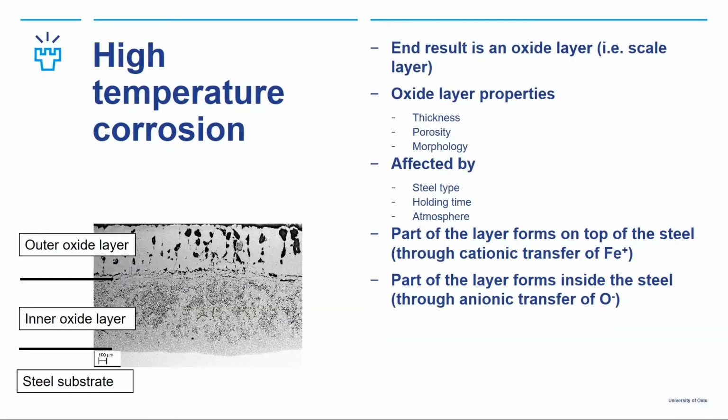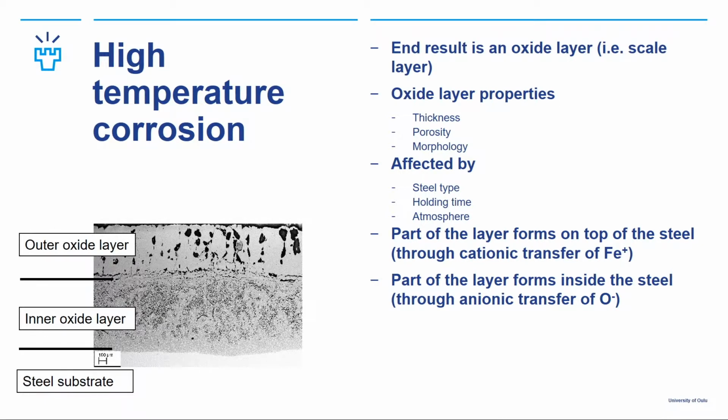And the end result is an oxide layer or scale layer. The oxide layer properties are its thickness, the porosity, and morphology. Morphology covers the overall look of the layer, and it includes the compositions of the different oxide phases, how the metal is composed in the layer, and such. And these are all affected by the steel type, the holding time, and the atmosphere.